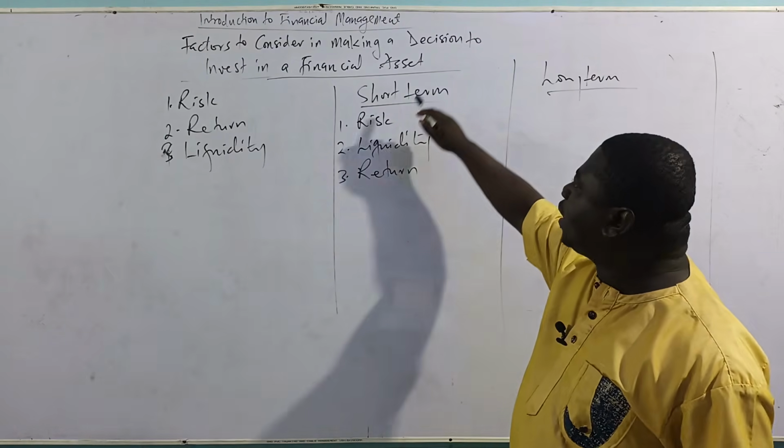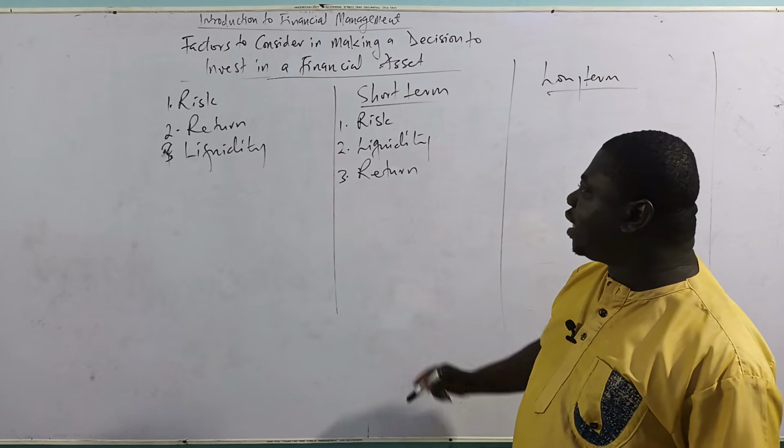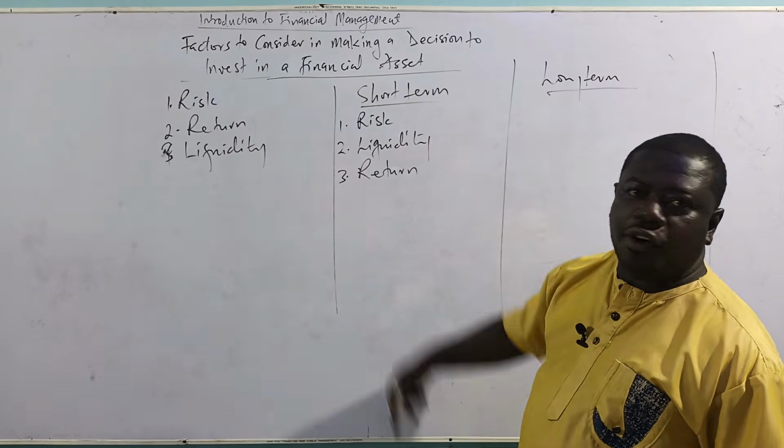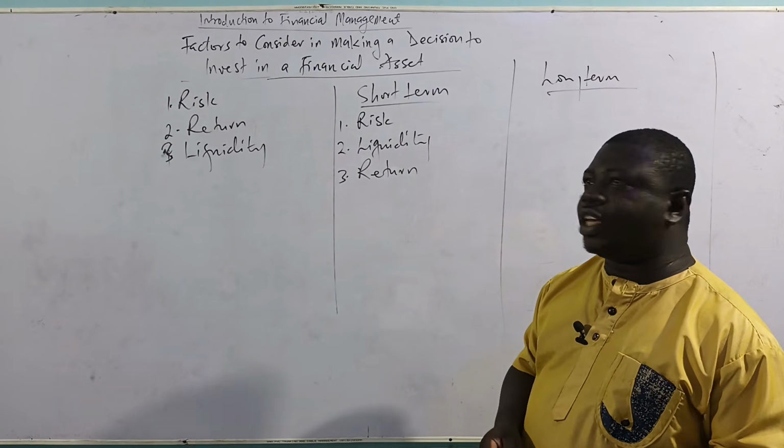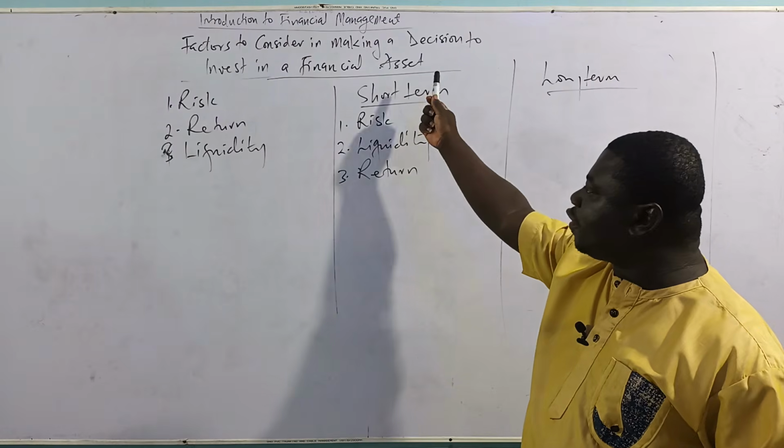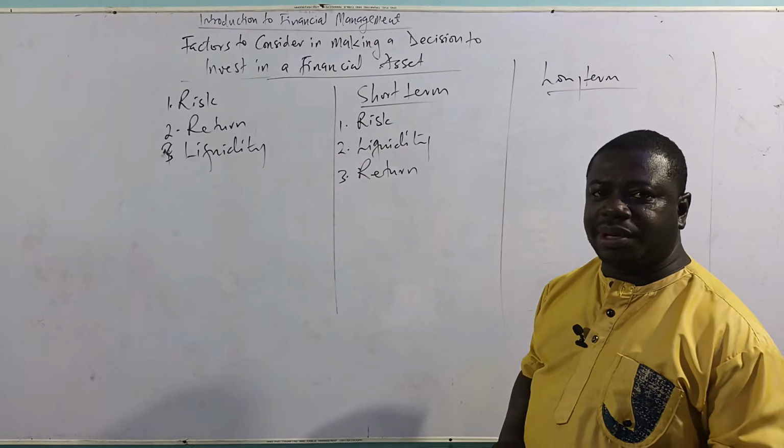So in order to make a short-term investment into a financial asset, this is the order of importance in terms of the factors you consider: risk being the first, liquidity being the second, and the return being the last.